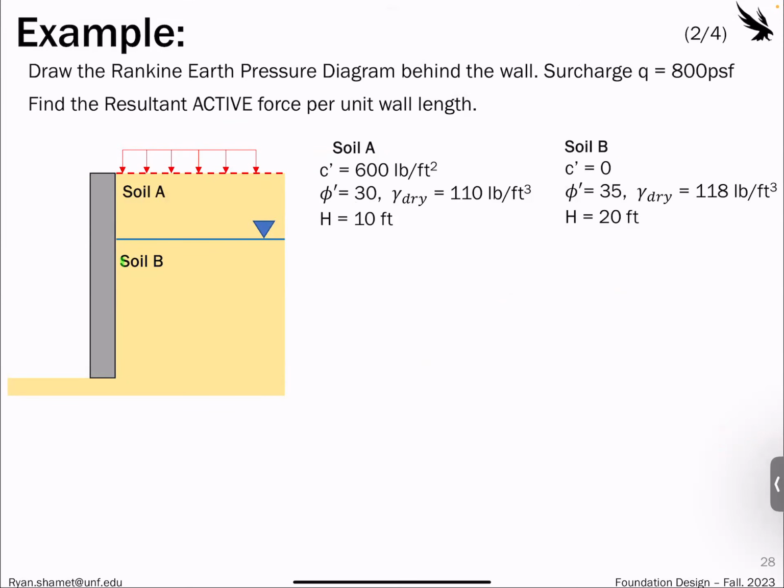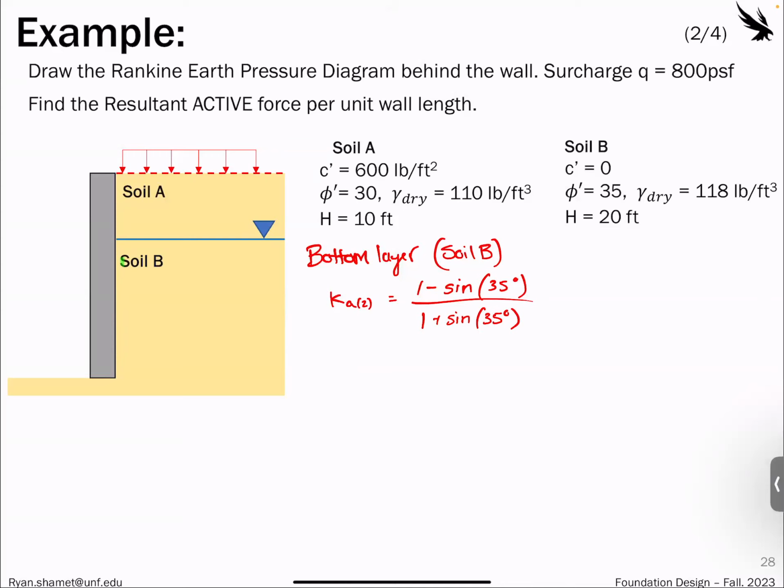So for soil B, let's find this bottom layer here. So we're still looking at active conditions. Now we're going to be in soil layer 2. So we still have the same thing where we have 1 minus, but now this friction angle is 35 degrees. And then 1 plus sine 35 degrees.